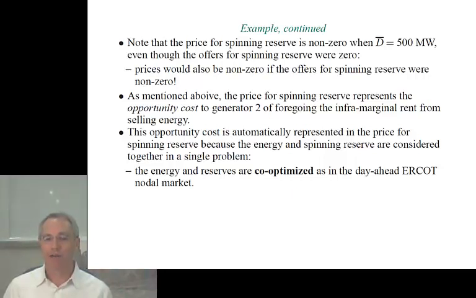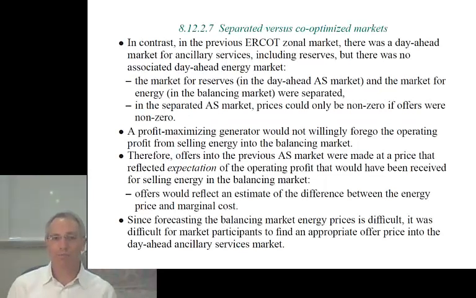Energy and reserves are considered together in a co-optimized formulation as in the day-ahead ERCOT market. In contrast, in the previous ERCOT zonal market, there was a day-ahead market for ancillary services, including reserves, but there was no associated day-ahead energy market. The market for reserves in the day-ahead AS market in the previous zonal market and the market for energy in the balancing market were separated. In the separated AS market, prices for ancillary services, including spinning reserve, could only be non-zero if the offers were non-zero. Certainly, a profit-maximizing generator would not give away its capacity for zero, because it would not willingly forego the operating profit from selling energy into the balancing market.